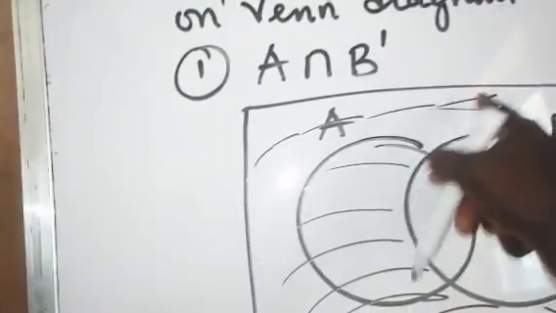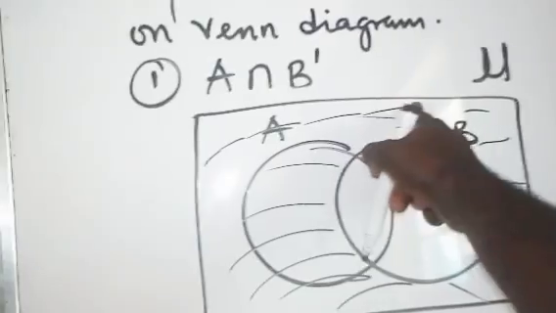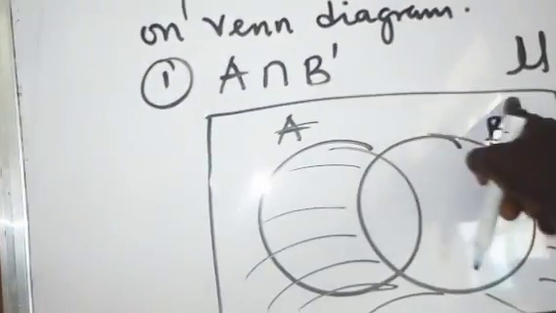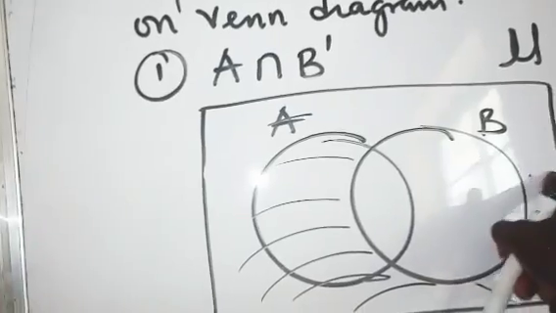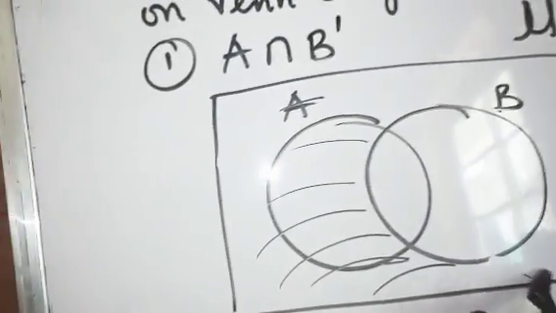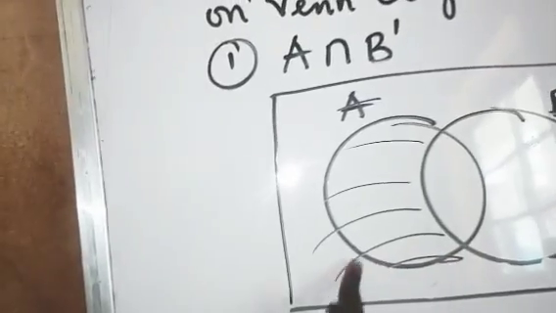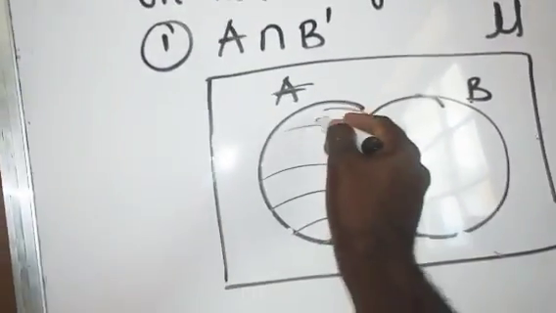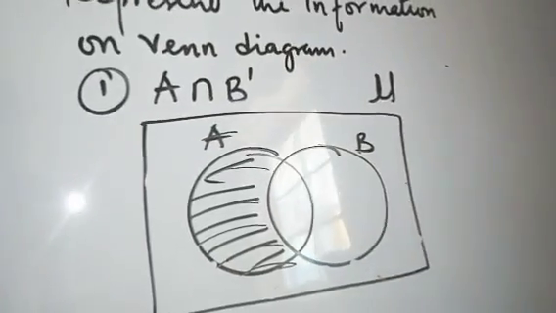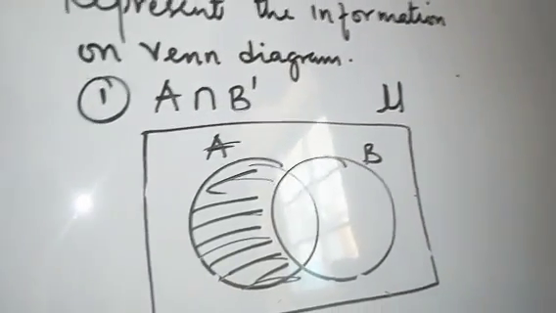So the only side that will be shaded, because it is not just B prime, but those elements that are not in B that are also common to the elements in A, will only be this side. That is A only, and that is the representation of the first one.